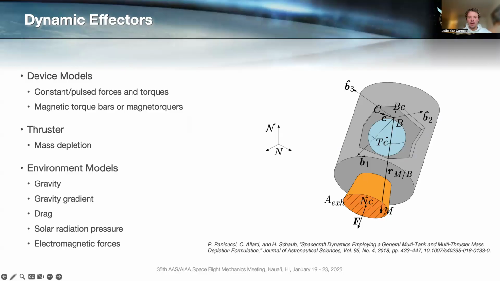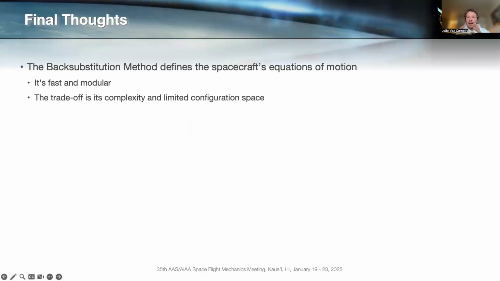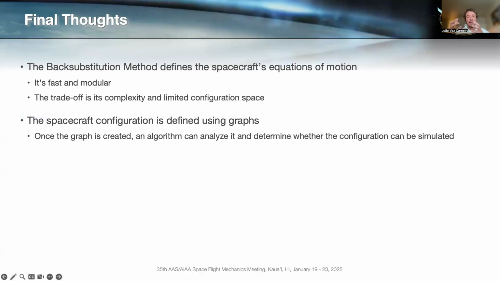All right, and so to conclude, the back substitution is a formulation, a way to write the spacecraft equations of motion. It's fast and modular, with the trade-off that defining the equations of motion is complex and there's limited configuration space. Now, this configuration space can be analyzed using graphs and graph theory. So we've developed an algorithm that runs through the graph and understands whether or not the system can be simulated in the back substitution method.